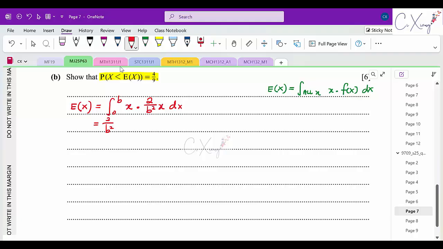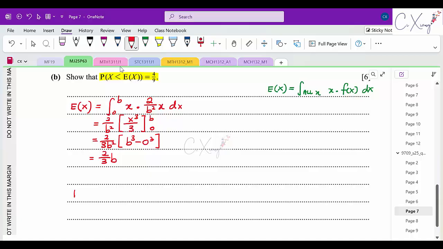I take it out first before the integration. Only then I start the integration for x multiplied by x, which is x squared. Integrate x squared, you will have x to the power 3 divided by the new power, and you substitute the values 0 and b. Again, I take out all the constants first. I have 2 over 3b squared outside, then b cubed minus 0 cubed. Simplify the answer, and I will have 2b over 3. This is the mean, or the expected value of x.